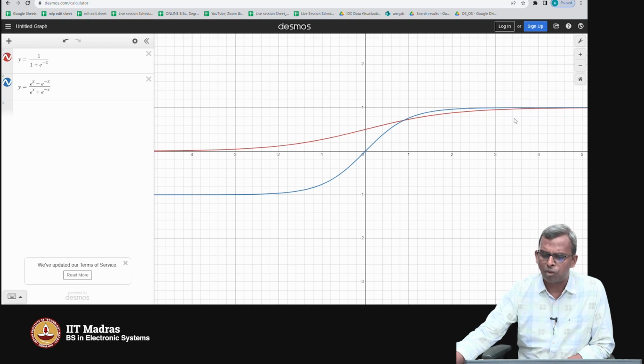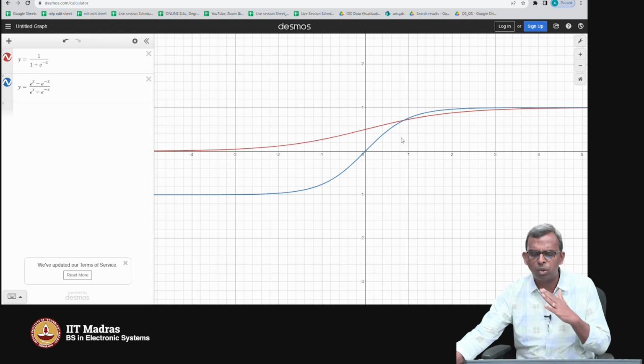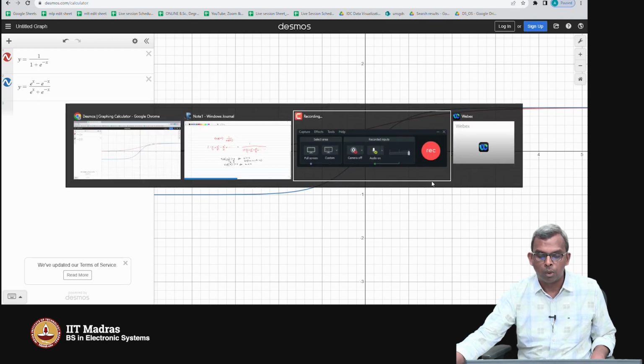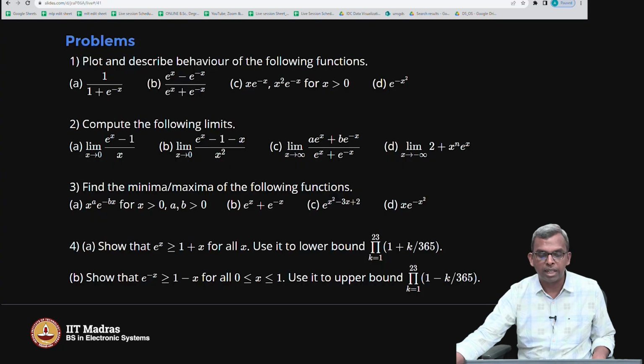So notice these kind of wonderful functions, right? Minus 1 to plus 1, very smooth, no problem. You can create all these kind of interesting functions using exponentials. Without exponentials, these kind of functions really will not be possible. Okay. So let's go to the next function.